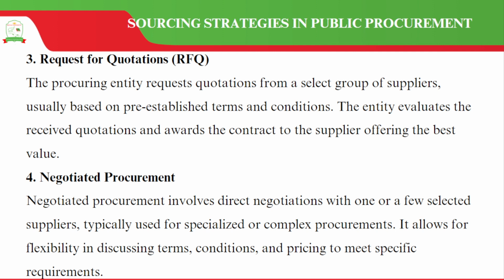And then we have what we call negotiated procurement. This involves direct negotiation with one or a few selected suppliers, and it is typically used for specialized or complex procurements. And we also say that it allows for flexibility in discussing terms. So here the organization sits down with the suppliers, and they are able to have a conversation.